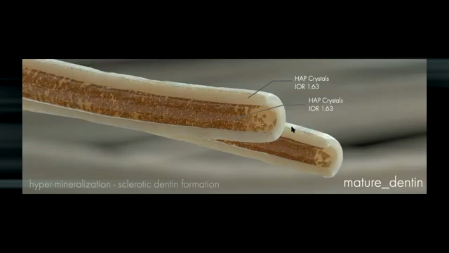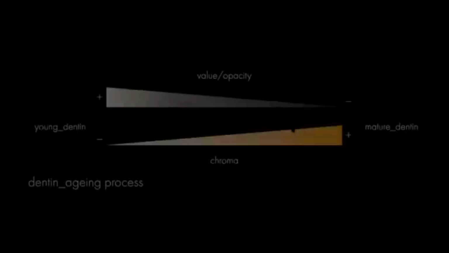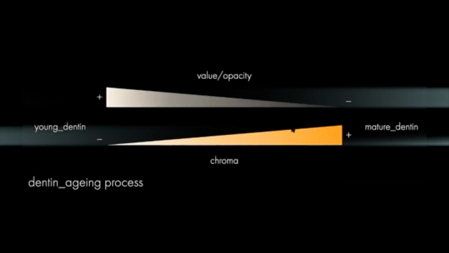Now we have a tissue that is much more mineral and has less organic material and water. And it's a huge, huge change in the dentin. Enamel has a subtle change, but dentin has a huge change. So this is the aging process again. The dentin starts out very white, very opaque in a young patient. And as it ages, it becomes more mineralized, so it becomes more chromatic and more translucent at the same time.